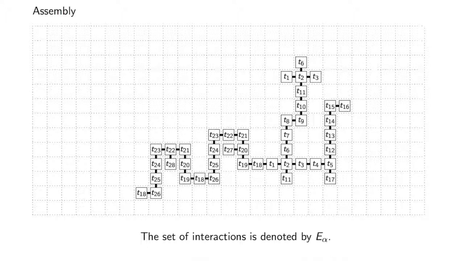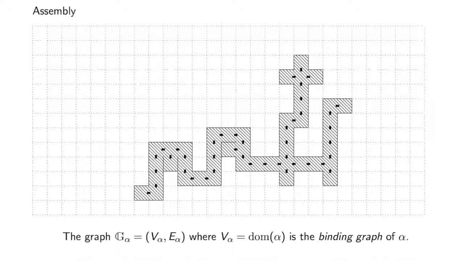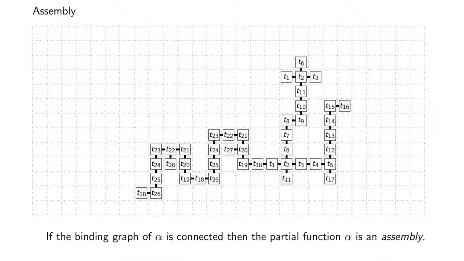This set of edges is called E alpha. Now we can define the binding graph of alpha. The set of positions of this graph is the domain of the partial function alpha. The set of edges of this graph is E alpha. The partial function alpha is an assembly if and only if its binding graph is connected. Almost all partial functions considered in these videos are assemblies.